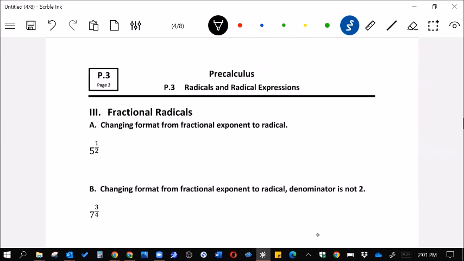One of them is that a fraction in an exponent simply means that that's the root. So what this is saying is the square root of 5 to the first power. We don't really need that one. So this is actually the square root of 5. We don't even usually write the 2, so I'll leave it like that.